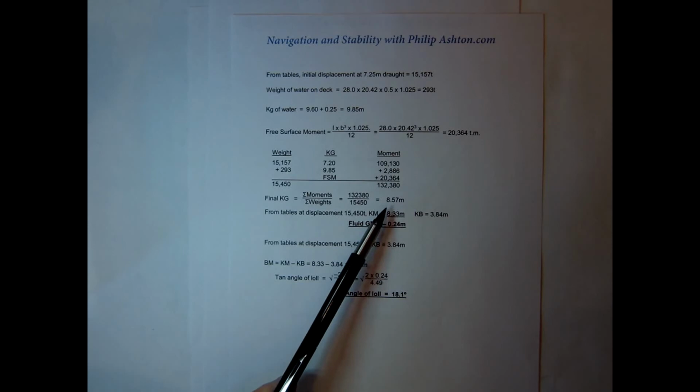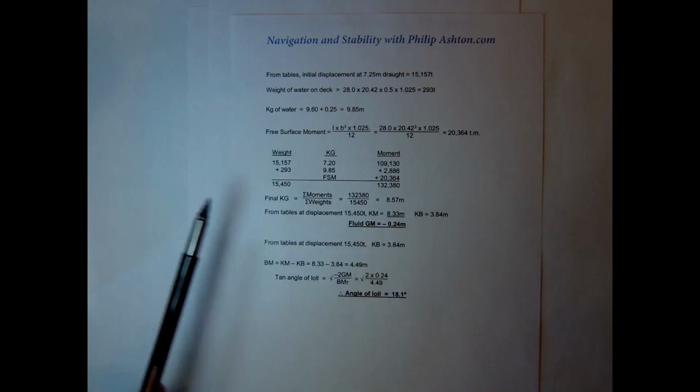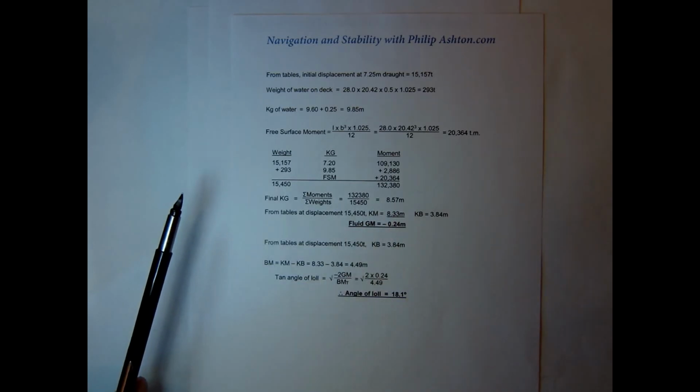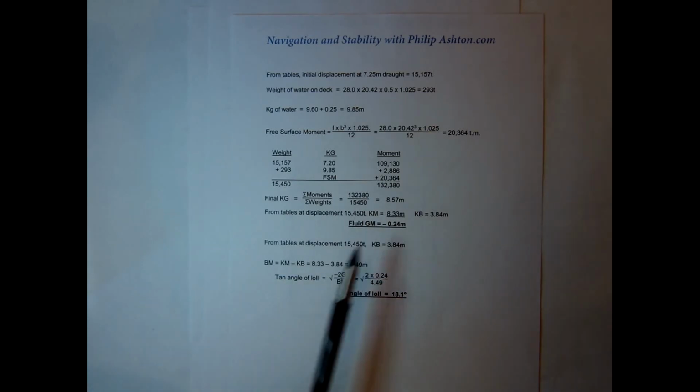Then subtract the KM from the KG and we see our fluid GM is minus 0.24. You're always going to get a minus in this answer for GM. So if you ended up with a positive answer, you've done something wrong. So GM is minus 0.24.